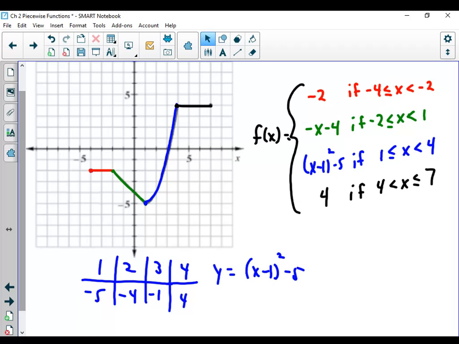So on the back of that sheet, you have 4 graphs there. Now, all 4 graphs that are on there right now are the same as this graph right here.